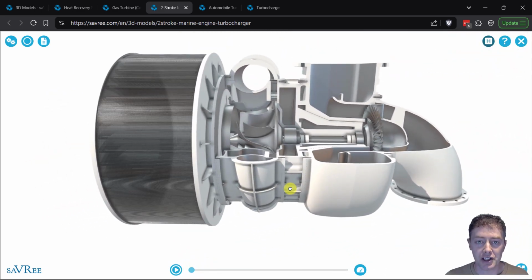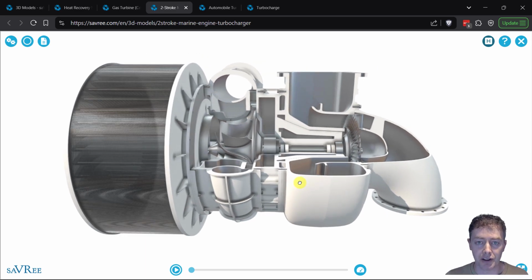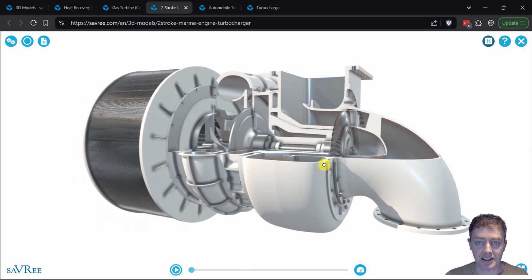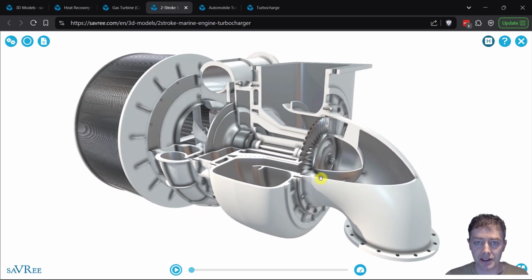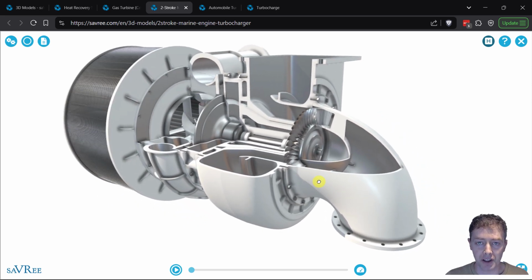So in the marine engineering space, in the maritime industry, these turbochargers are huge. They weigh tons. When you're pushing a ship across an ocean and you're traveling at the same speed for maybe 10 days, 14 days, turbochargers increase the efficiency of the engine significantly.